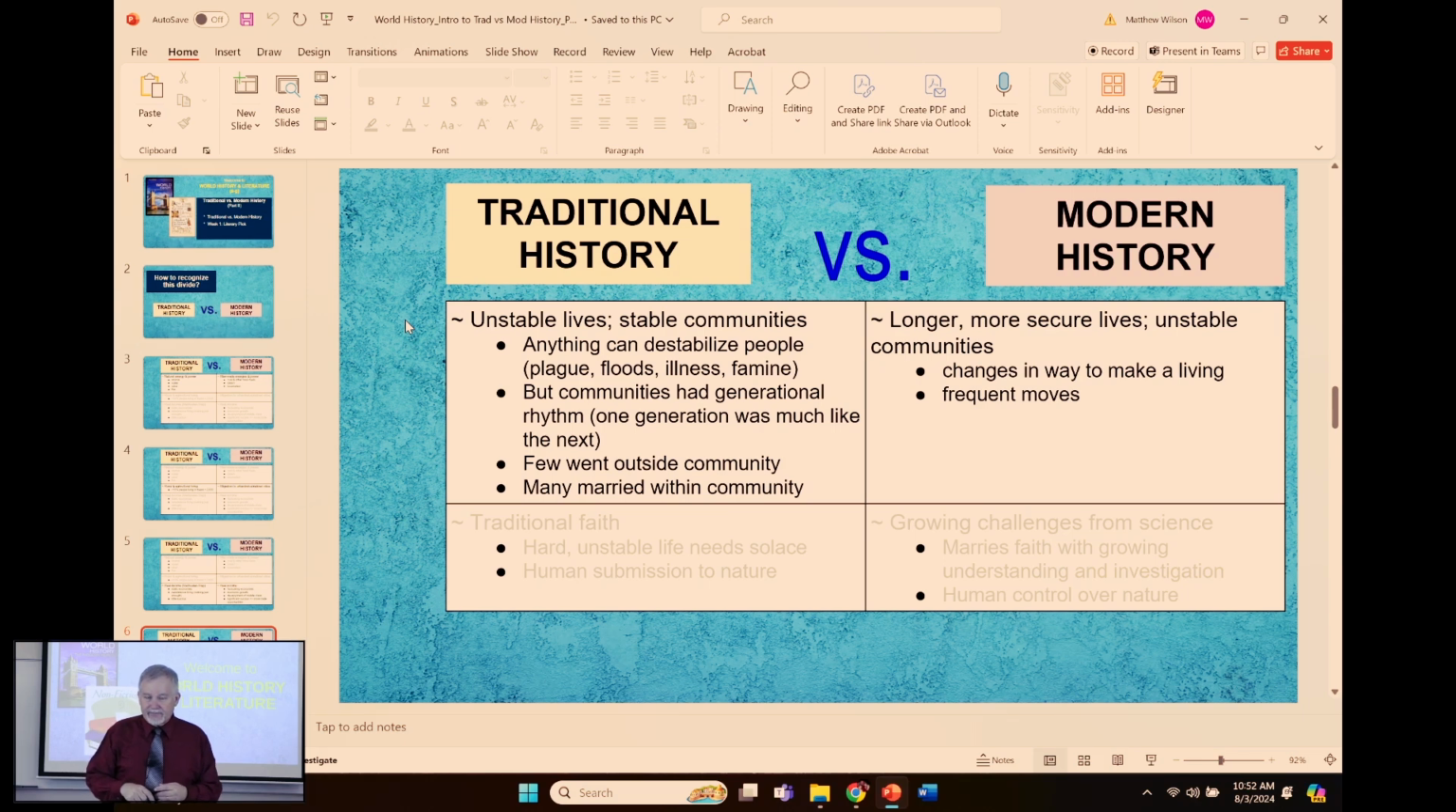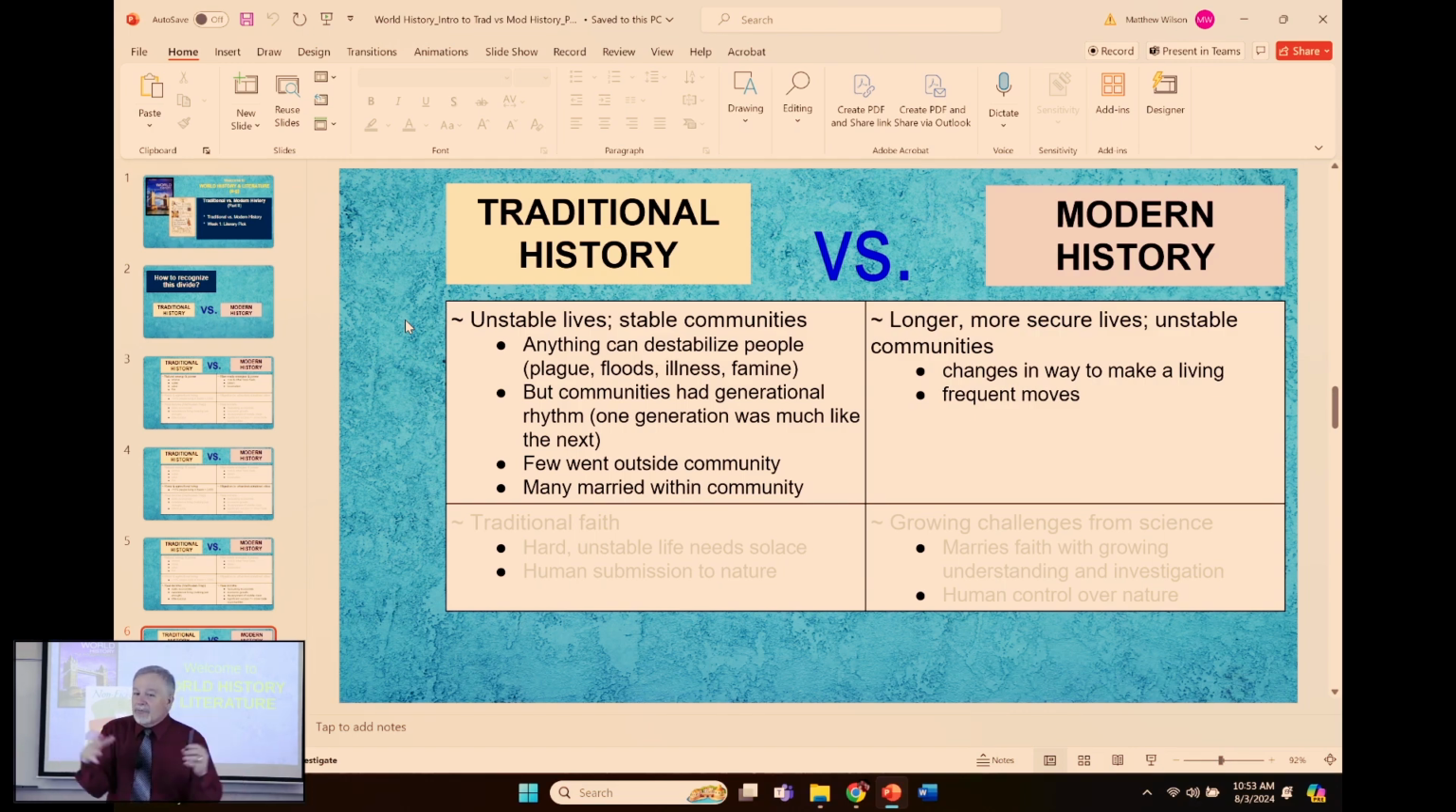Another one, traditional history. You had very unstable lives, but a very stable community. Consider the village again. Anything can destabilize the people. It could be plague, flood. It could be a people group coming in, the Mongols coming in and just tearing up everything. You didn't have a very stable life.